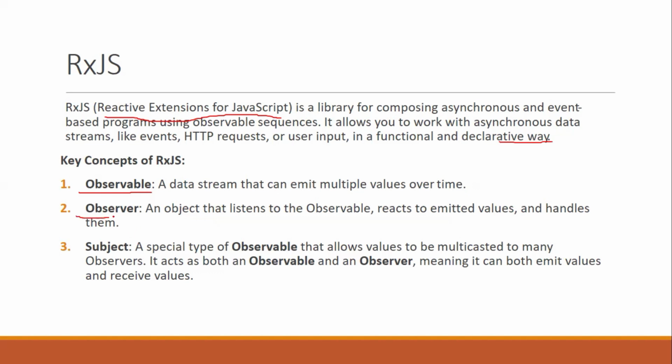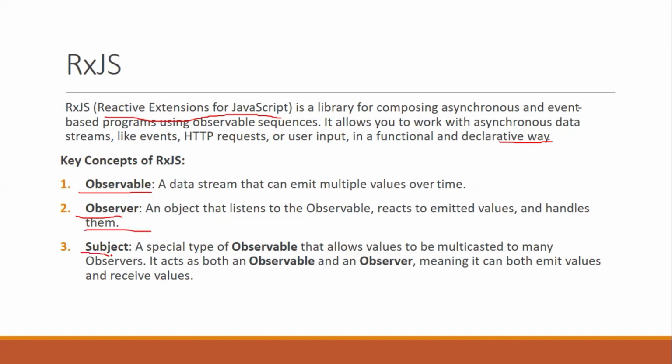Now we have the observer. An observer is an object that listens to observables. So we have an observable that emits multiple values, right? And our observer listens to them, reacts on the values emitted by the observable, and is also responsible to handle them.